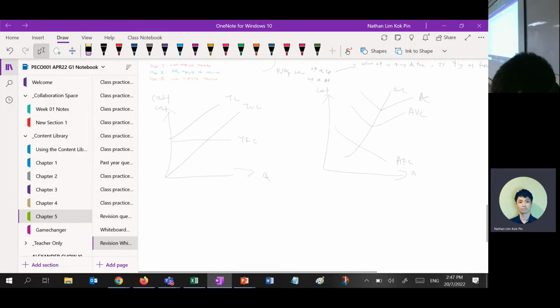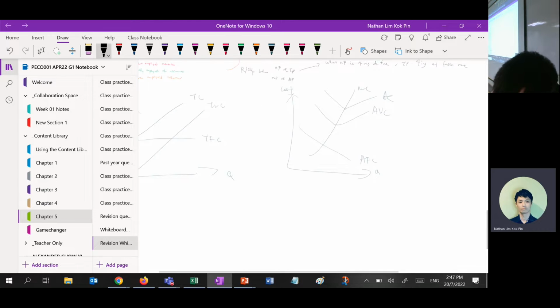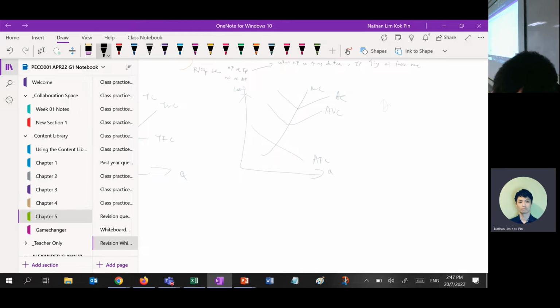Any question? How to show diminishing marginal returns in cost? You have to draw MC to show DMR, marginal cost, or the U shape of AC and AVC to show diminishing marginal returns. This part is the DMR, this part is the DMR. Or MC, the entire curve is the DMR.